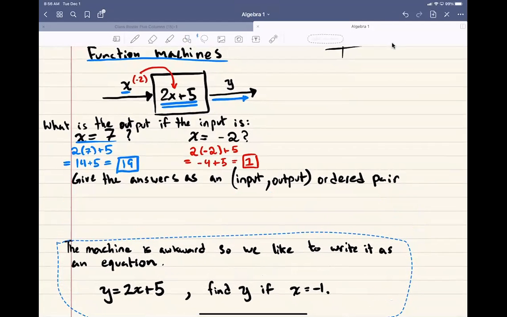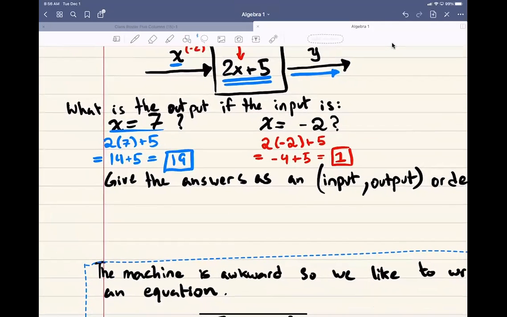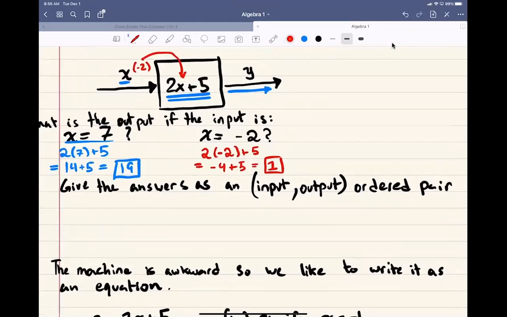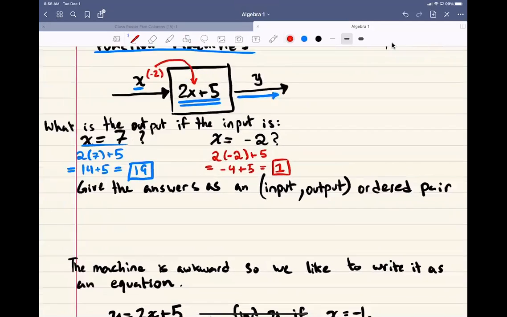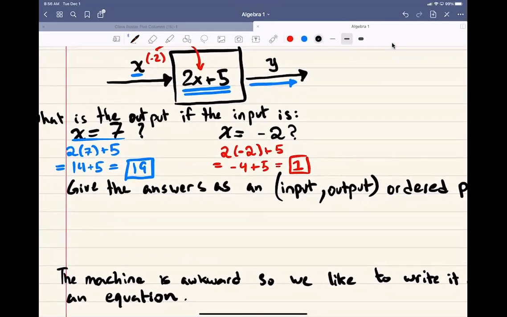In math, sometimes the book is going to ask you to give the answers in input output ordered pairs, and all that really means is what's your input. So you're going to write an ordered pair. First, you're going to put your input. In this case, our input was 7. What was our output when we plugged in 7? Well, when we plugged in 7, we got 19. And that's our input output pair for the first one.